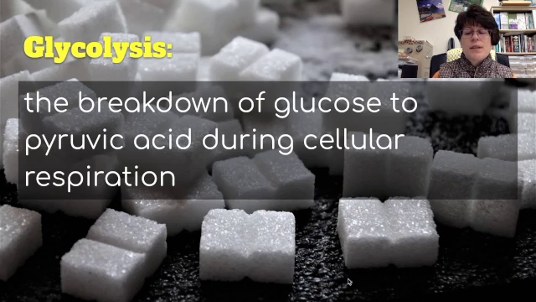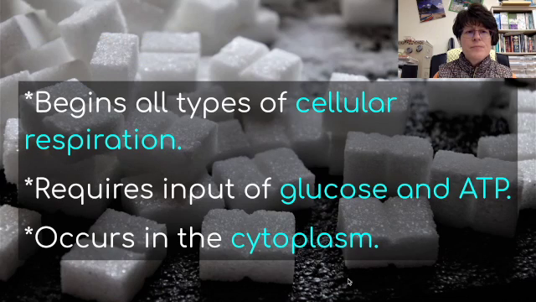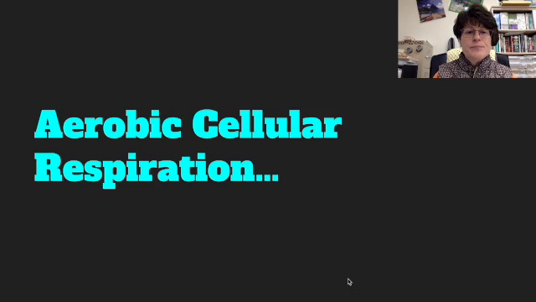So it all starts with glycolysis. So this begins all types of cellular respiration. It requires input of glucose and ATP. So we get out some ATP, but we've got to put some in too. And it occurs in the cytoplasm. We learned during our lessons about the different cell parts that respiration takes place in the mitochondria, but not all of it does. Some of it starts in the cytoplasm.